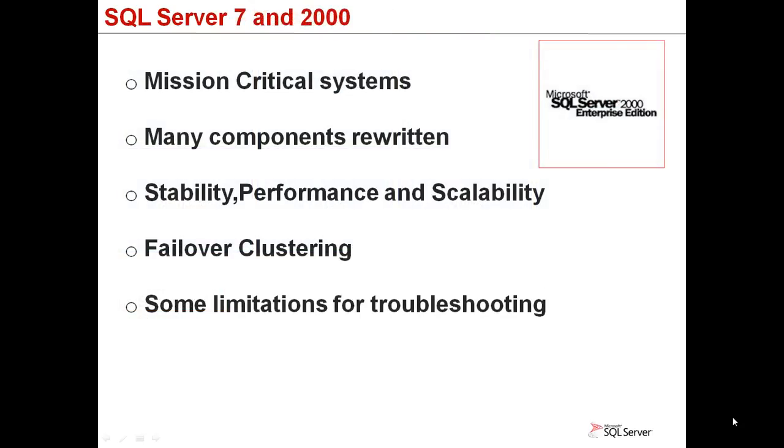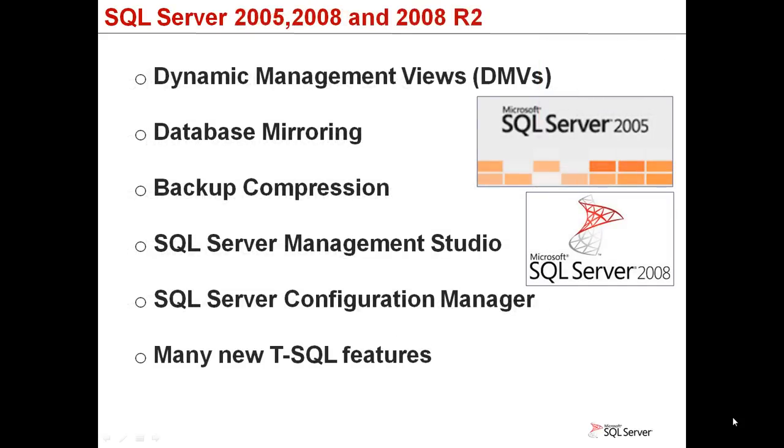So here are some of the characteristics of each version. Starting with SQL Server 7 and 2000, SQL Server had an introduction of the failover clustering high availability feature, being able to support mission critical systems, but it had some troubleshooting limitations at that time.